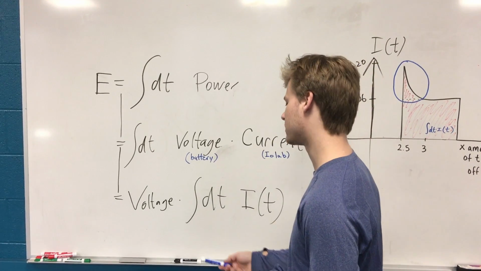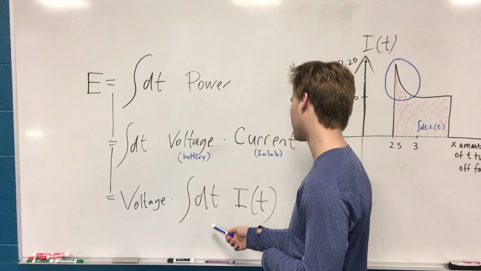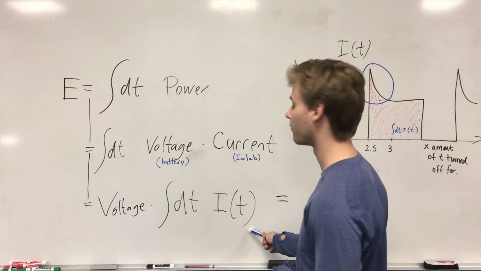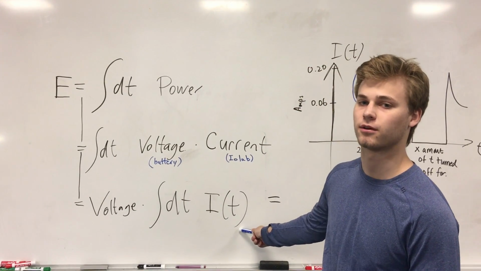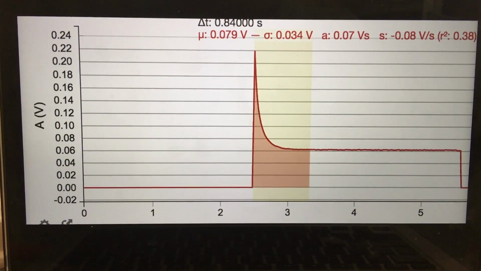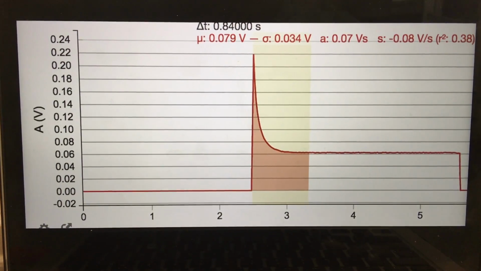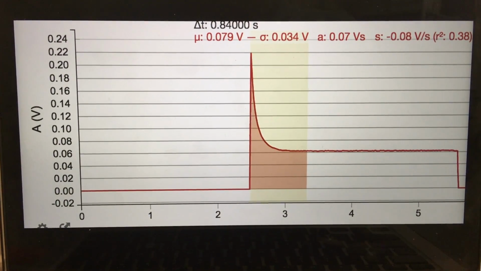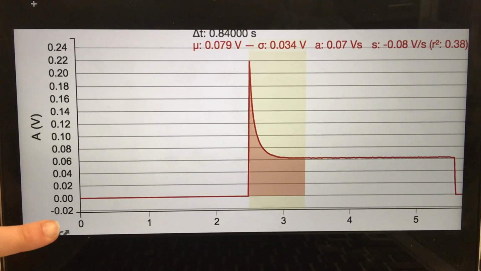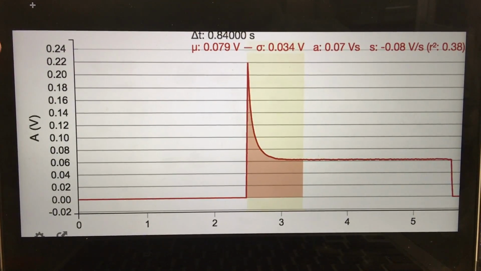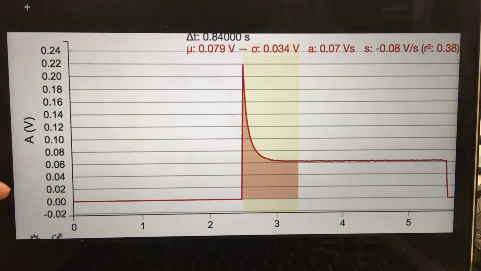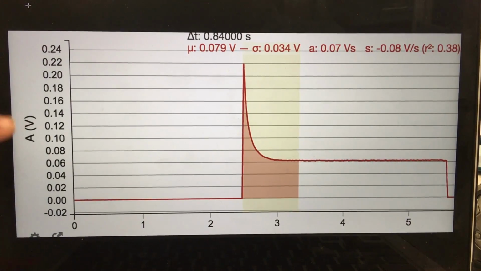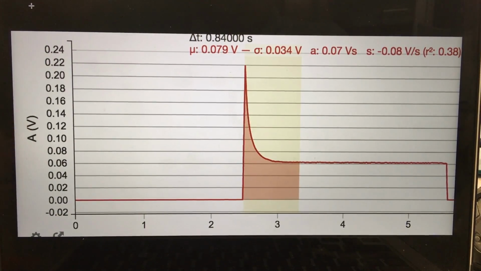So we can pull voltage out because it's constant, and then we just have the integral of current, which our IOLab has collected for us. Here's the graph that we use to determine the energy that is being consumed. On the x-axis we have the time, and then on the y-axis we have the current. We used an IOLab with an analog setting, so this voltage is wrong, it should be amps.